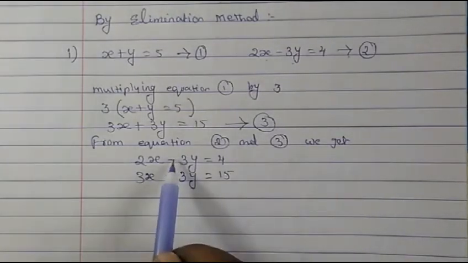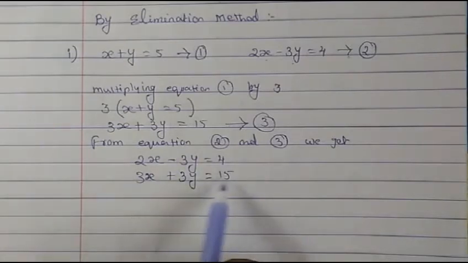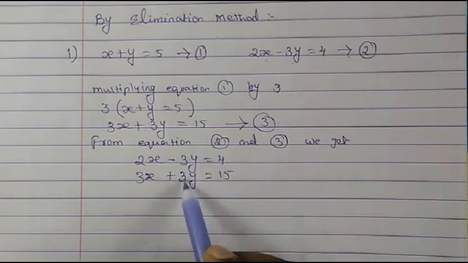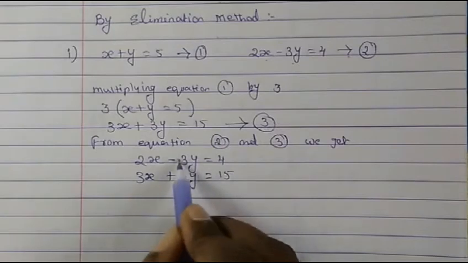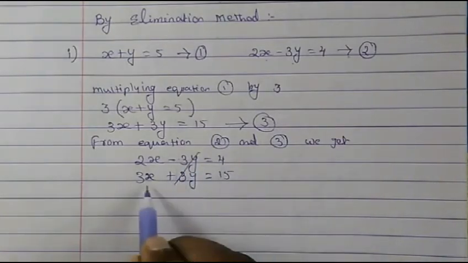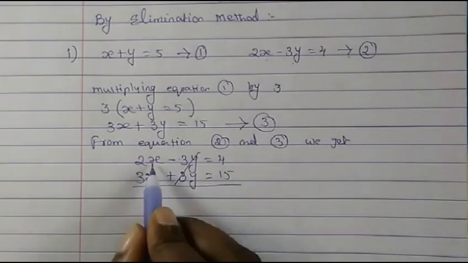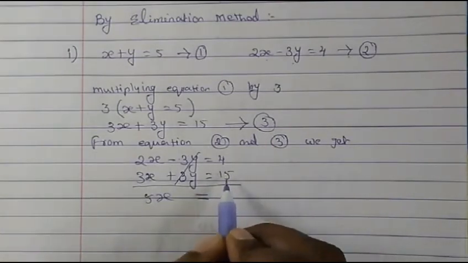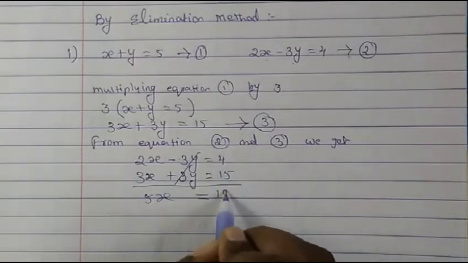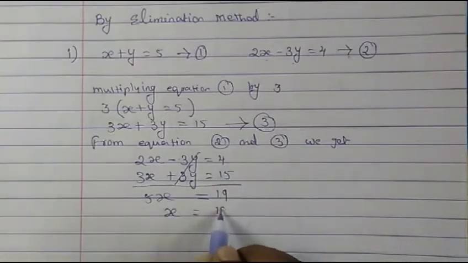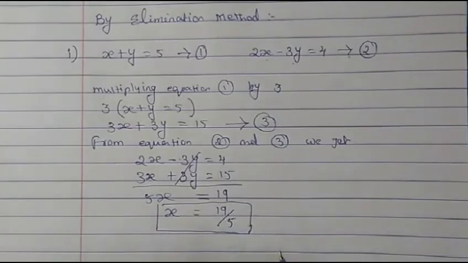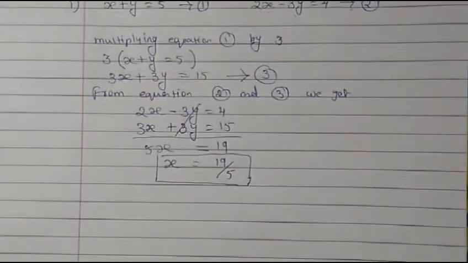If at all you find here also plus, then we have to change the sign here for all. Since we already have different signs, we don't need to change the sign. So we will eliminate it. Then we will have 5x equal to 15 plus 4, which gives us 19. Then x equal to 19 upon 5. So we got the x value.